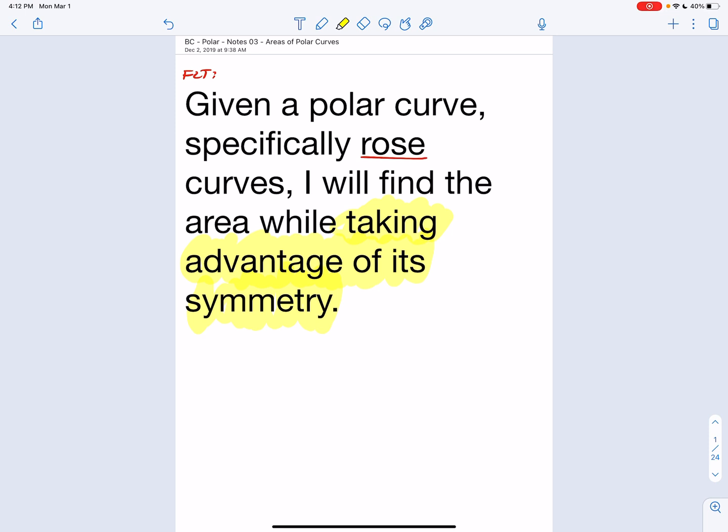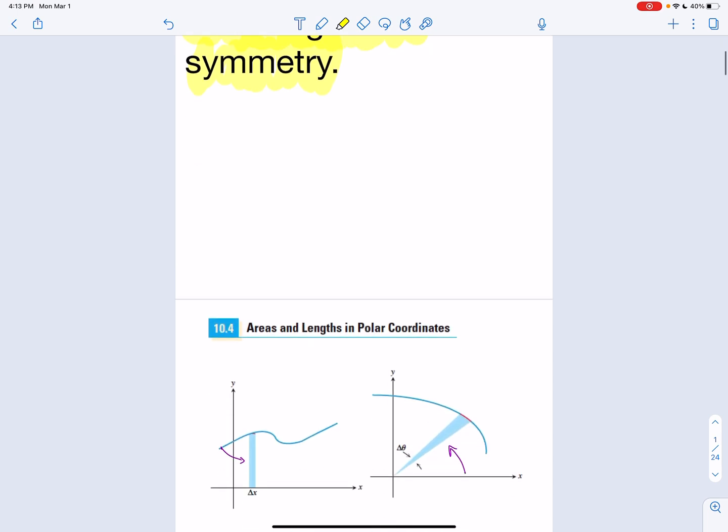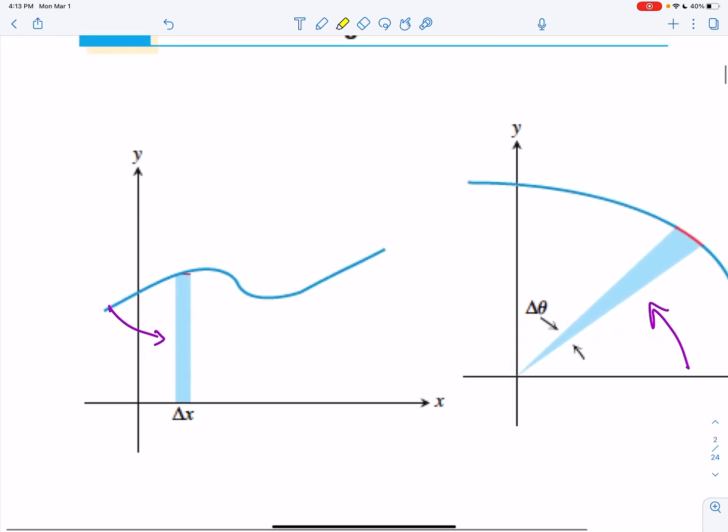So there's really two different ways that you can approach areas of polar curves, specifically rose curves. But I'll show you one way that works every time. Okay, there are downsides to it, but I'll show you the pros and cons and I'll let you guys kind of decide there, okay? Okay, so here's a little bit of a review.